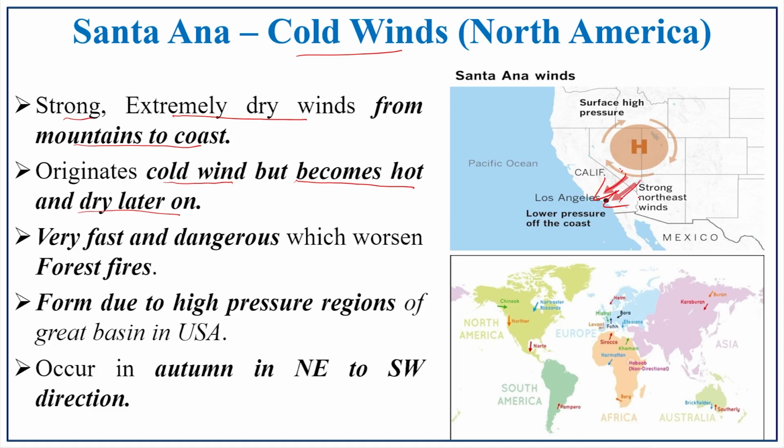Here you can see this Santa Ana wind is blowing from the high pressure region, that is the Great Basin in USA. From the Great Basin it is blowing towards the water bodies. Because of that, it loses its characteristics while it travels. It occurs in autumn in the northeast to southwest direction. So, this wind is from northeast to southwest. This was the direction of Santa Ana.